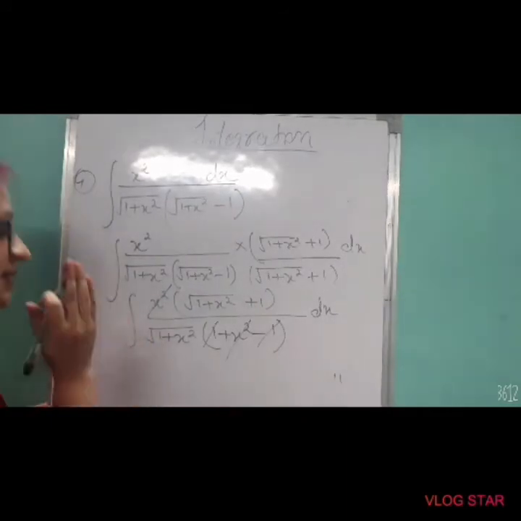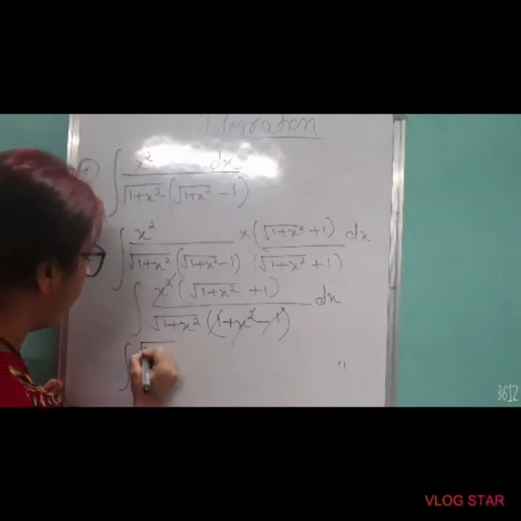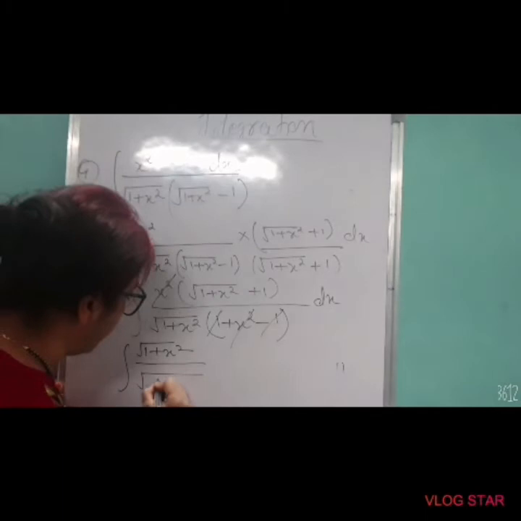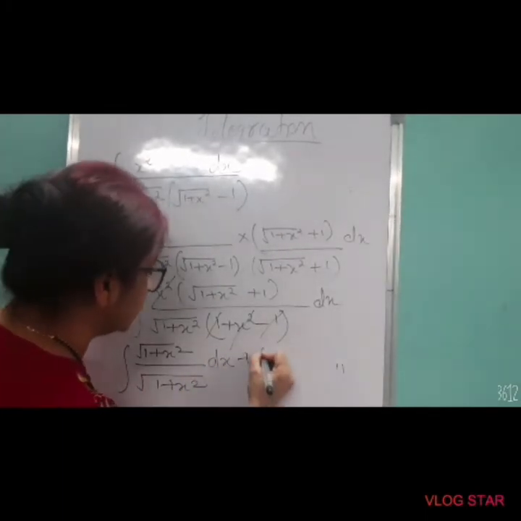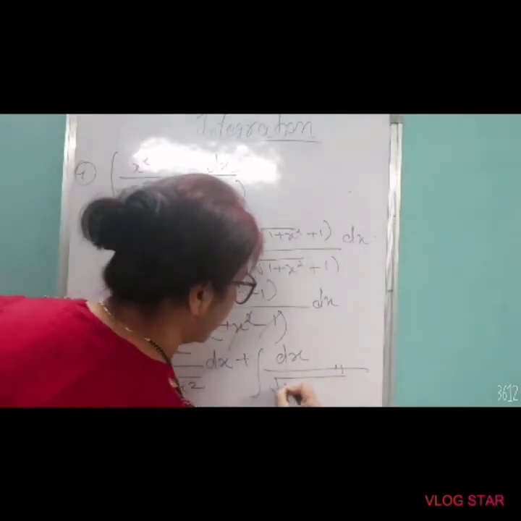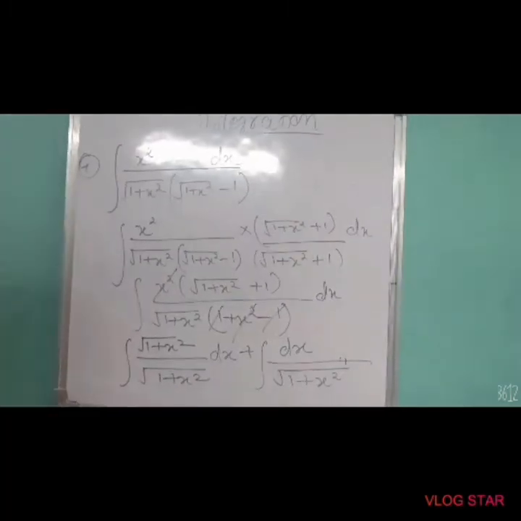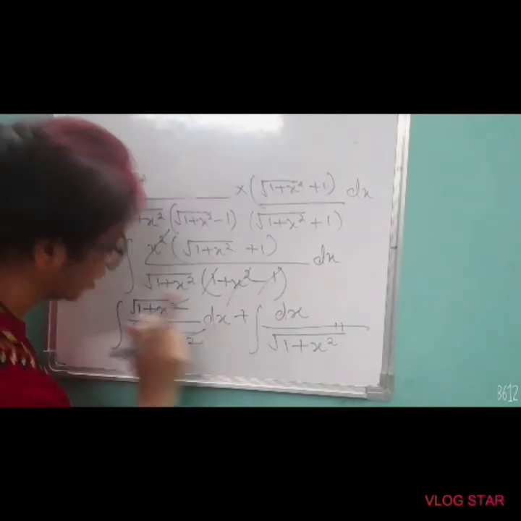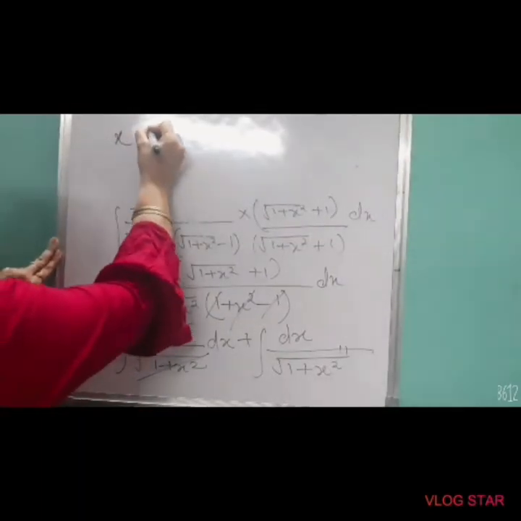So I will separate the numerator now. It becomes (1 + x²)/(1 + x²) dx + dx/√(1 + x²), because 1 into dx is dx only. See, now this and this got cancelled. It remained with dx only. So I am writing here the integration of dx becomes x.